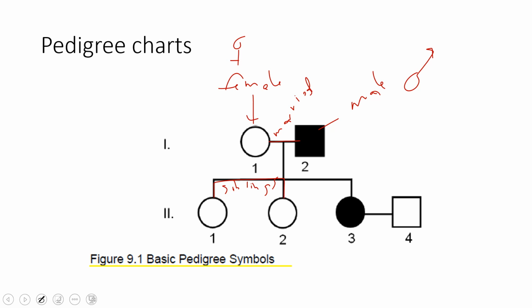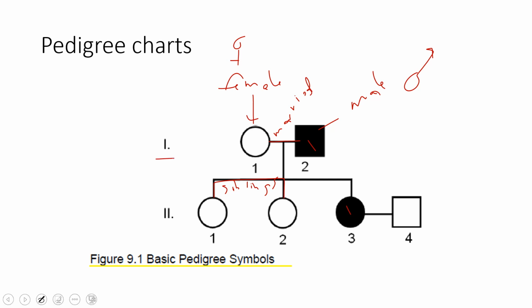So, looking at this, when you have either a box or a circle that is shaded in, it means they are affected by whatever the condition is that you happen to be looking at, whether it's color blindedness or albinism or muscular dystrophy. Doesn't matter. If they're shaded in, they have the disease. If they're not shaded in, they are unaffected or don't have the disease.